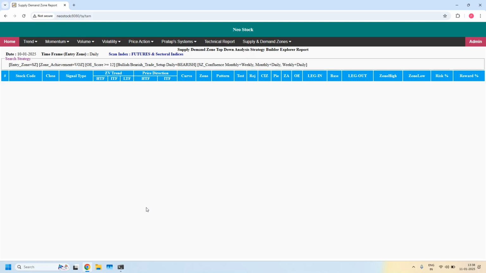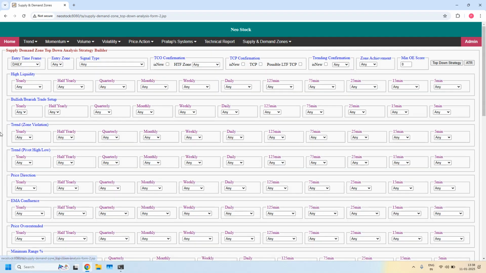Okay, next let us look for the bullish trade setup for weekly income trade. That is entry time frame 75 minutes demand zones. So the entry time frame is 75 minutes. The entry zone is the demand zone. In bullish or bearish trade setup at 75 minutes entry time frame, I am selecting bullish.